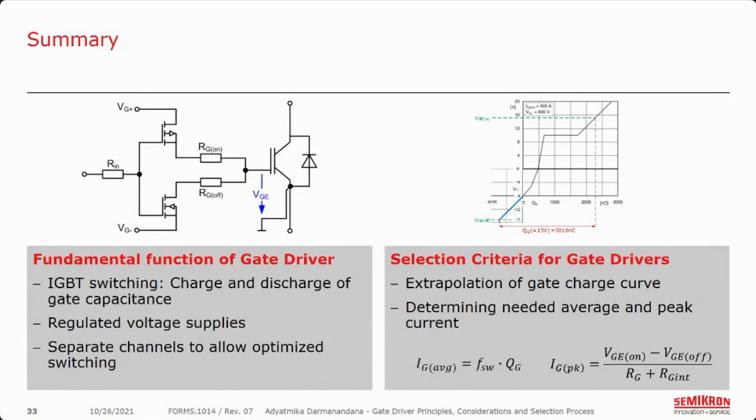Lastly, I want to summarize the key points of this presentation. The IGBT is switched by charge and discharge of the gate capacitance, so we need two voltages to turn on and to turn off. We can get the total value of the gate charge by extrapolating the curve given in a datasheet. Using this information, we get the average current that the gate driver should be capable of delivering. The peak current is also something to consider.